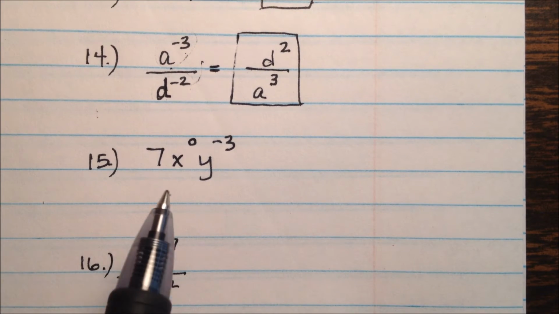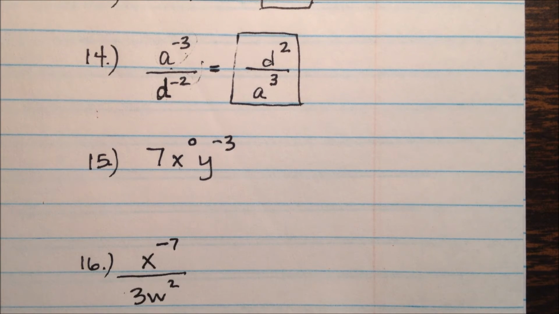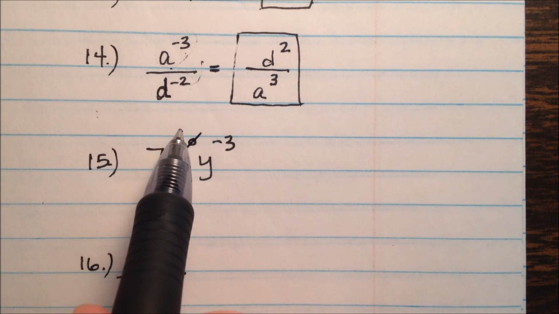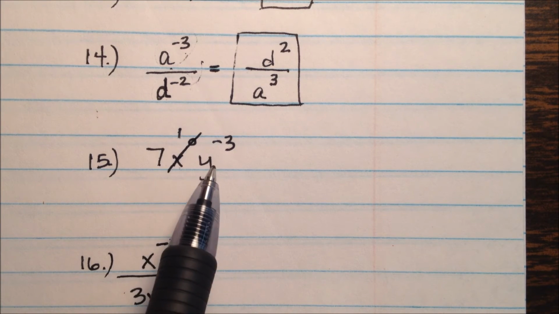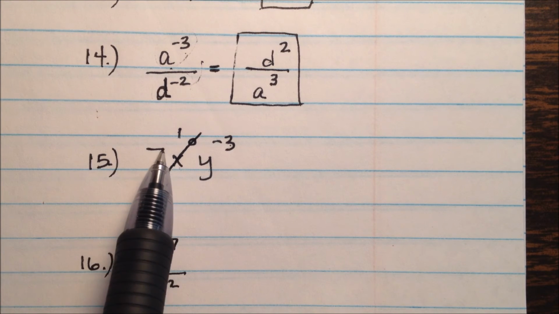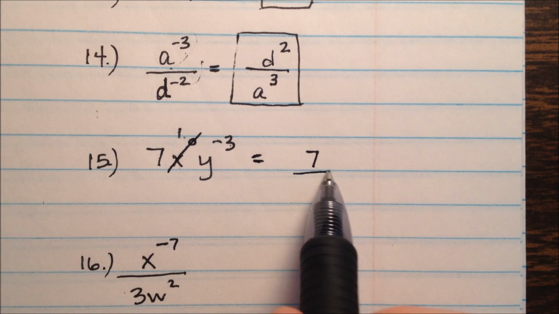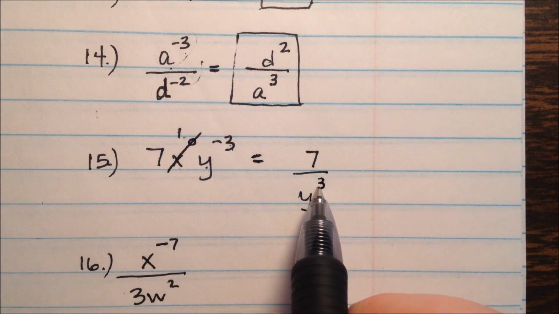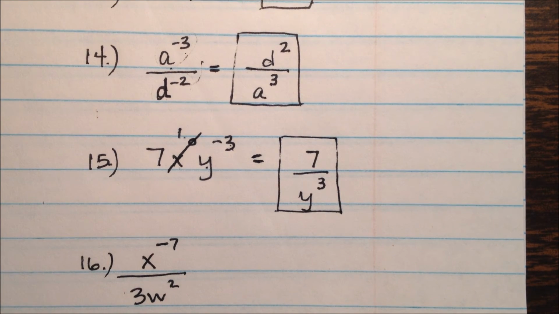In number 15, we have 7 times x to the power of 0, y to the power of negative 3. Well, like we saw in number 13, when we have this power of 0, we can just cross this thing out and call it a 1 right there. So now we really have 7 times 1 times y to the power of negative 3. Well, 7 times 1 is just going to be 7, so I can put him there. And then y to the power of negative 3 will go to the denominator and become y to the power of positive 3. So that's all we can do for that problem.